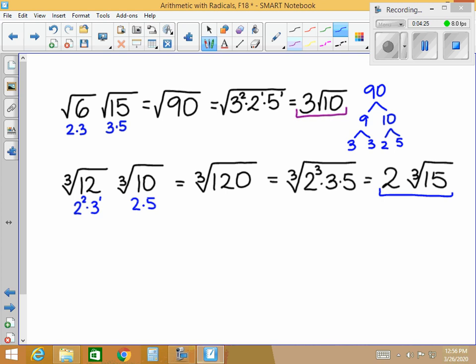And finding the product of 2 radicals, I can just multiply the numbers or expressions underneath, and then in the end I need to make sure it's reduced completely. So I don't stop at square root of 90 and I don't stop at cube root of 120. I have to make sure that I keep going to simplify things.